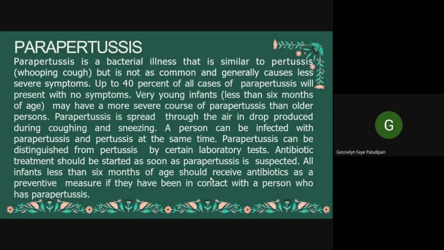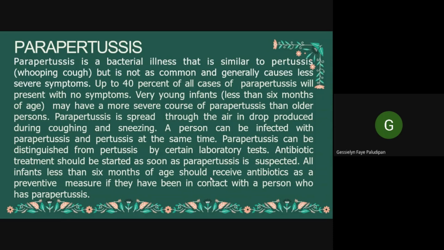Parapertussis is spread through the air in droplets produced during coughing and sneezing. A person can be infected with parapertussis and pertussis at the same time. Parapertussis can be distinguished from pertussis by certain laboratory tests. Antibiotic treatment should be started as soon as parapertussis is suspected. All infants less than 6 months of age should receive antibiotics as a preventive measure if they have been in contact with a person who has parapertussis.